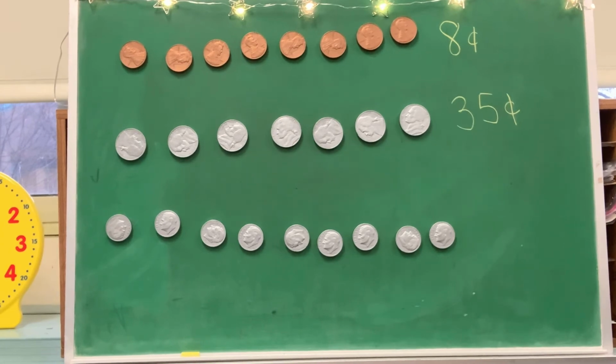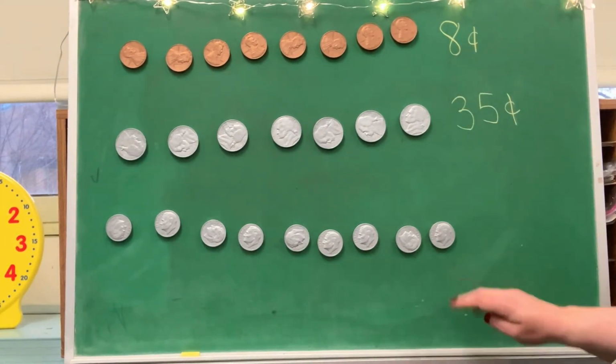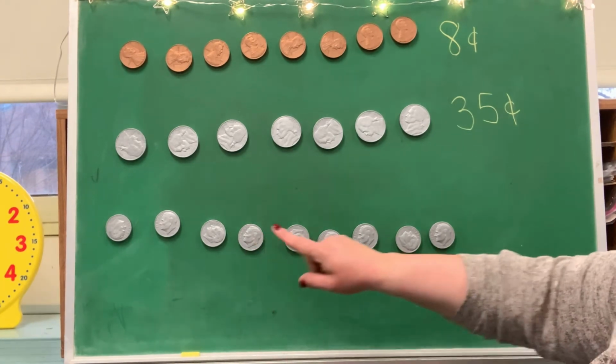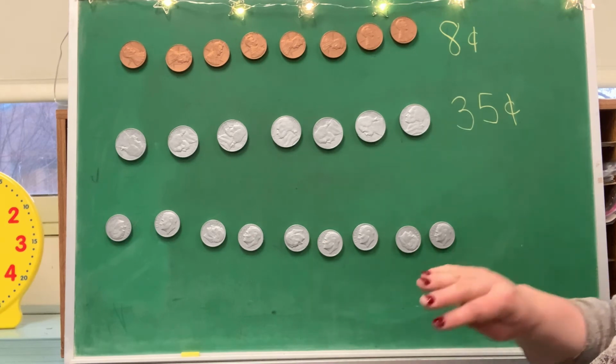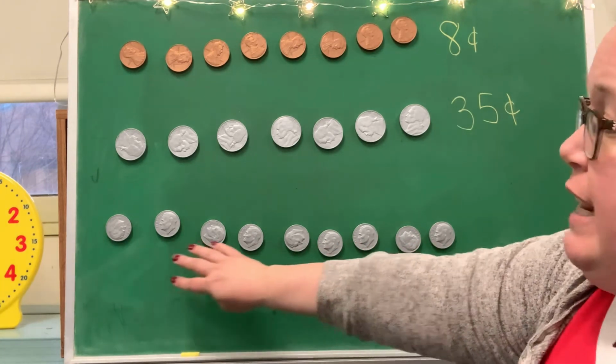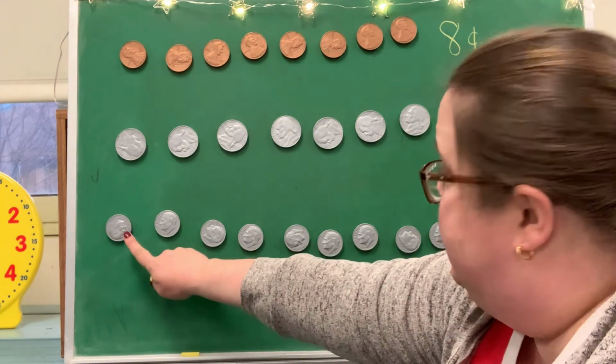We can't forget that. Okay, now we're going to count how much money we have here with the row of dimes. Now remember, we're not counting 1, 2, 3, 4, 5. We're not counting like that because we don't want to know how many dimes there are. We want to know how much the dimes that are there are worth. So we're going to count the dimes by how much they're worth. How much are dimes worth? 10 cents. So we're going to count these by tens.